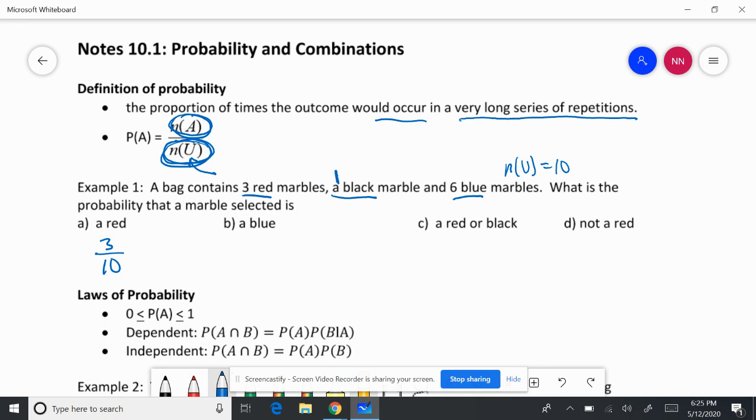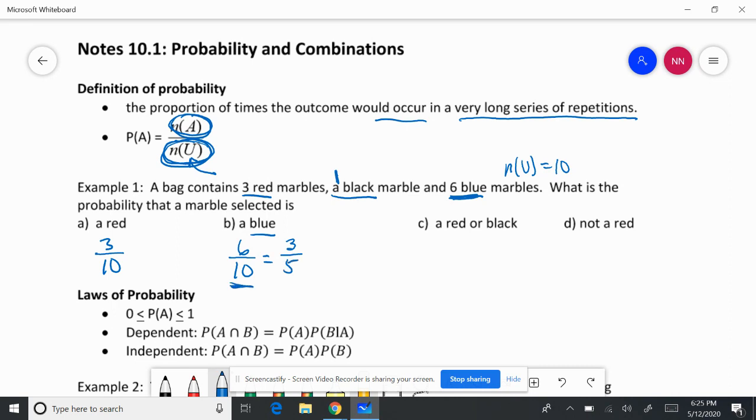For the second one, it says a blue. We know that there are 6 blue, so we go 6 over 10. Now with probability, you don't have to reduce it. You can if you want. So if you put 3/5, that would be correct. If you put 6/10, that would also be correct.